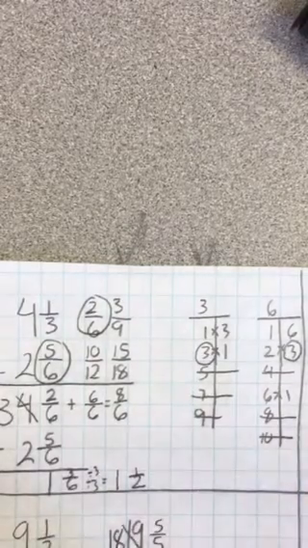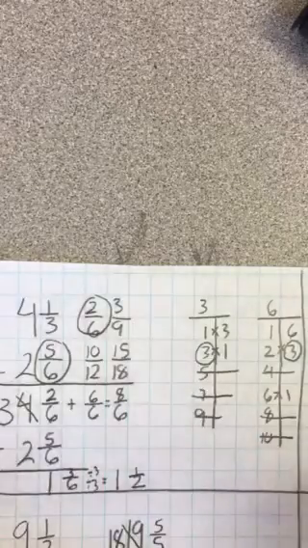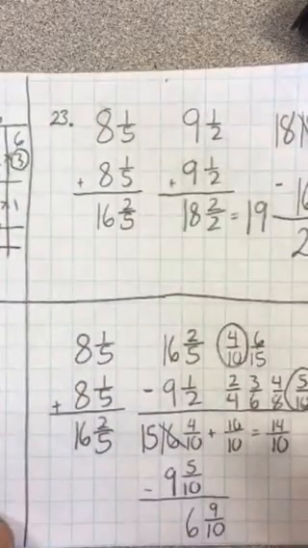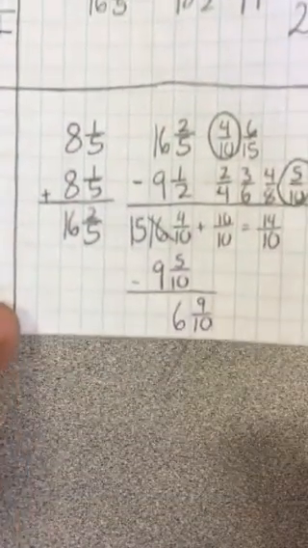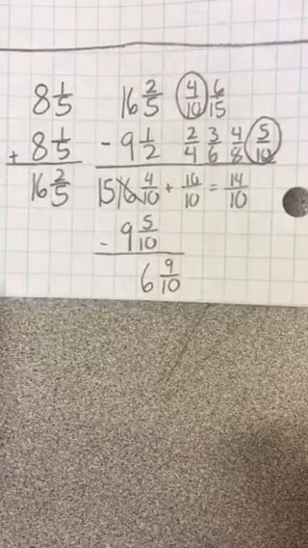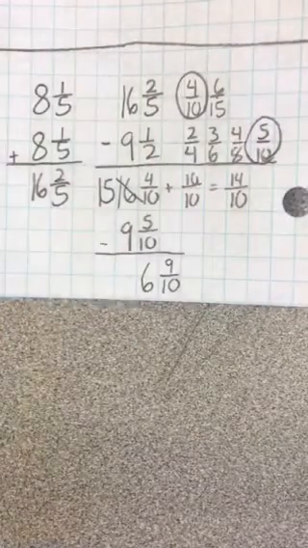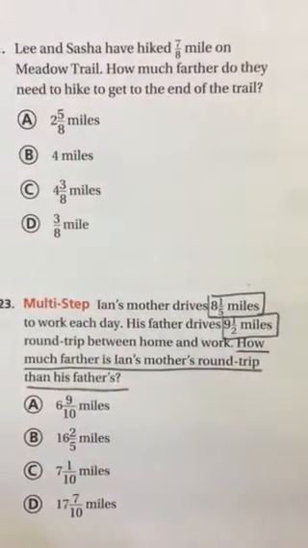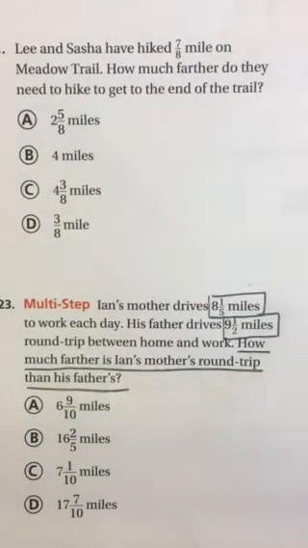Now let's take a look at number 23. So for number 23, the question reads, how much farther is Ian's mother round trip than his father's?